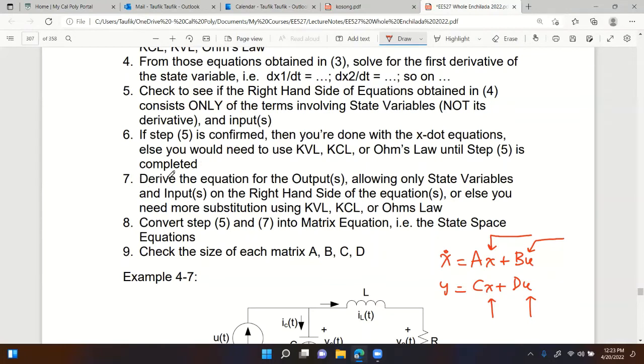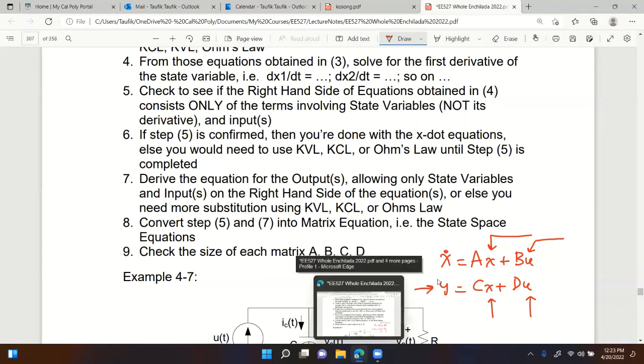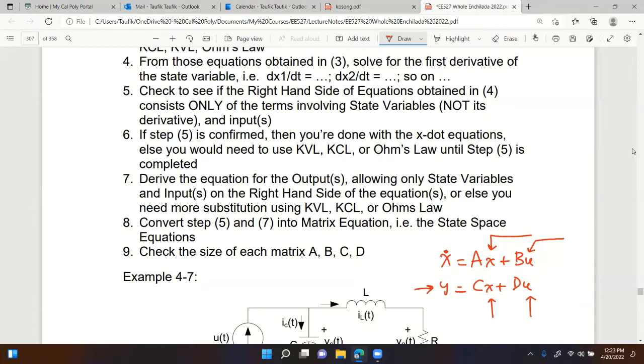And then step number 7, derive the equations for the outputs. That's the second equation, right? Outputs, right here. That's after you're done with the x dot. Now you need the output equation, allowing only state variables and inputs on the right-hand side, just like the x dot equations. Or else you need more substitution using KVL, KCL, or Ohm's law.